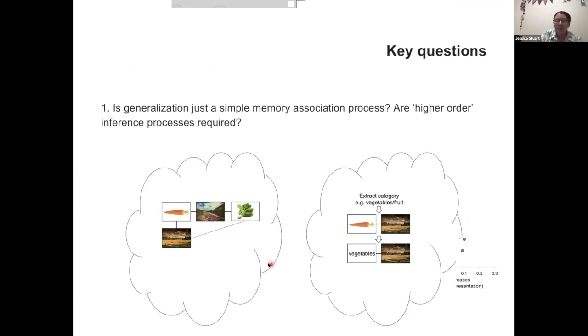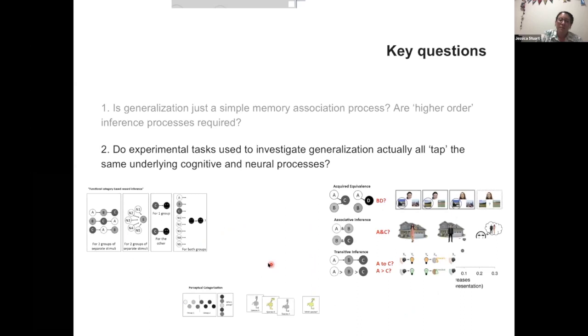So our group came up with some key questions, and I've tried to cover them by throwing all this data at you and telling you where the controversies lie. The first one is: is generalization just a simple memory association process, or are higher-order inference processes required? The second one is: do experimental tasks that are used to investigate generalization actually all tap the same underlying cognitive and neural processes? Or maybe even more importantly, I'm sure they all tap slightly different things, but do they all tap at least one thing in common, which could be what we can define as generalization?